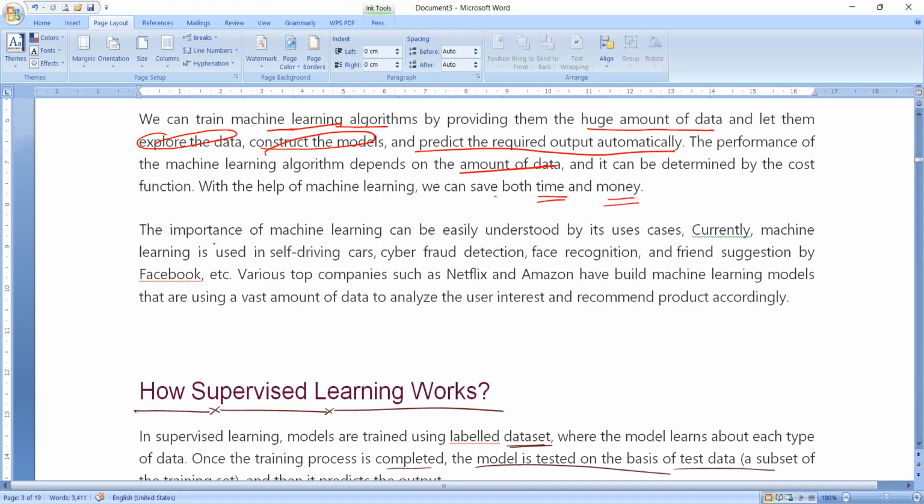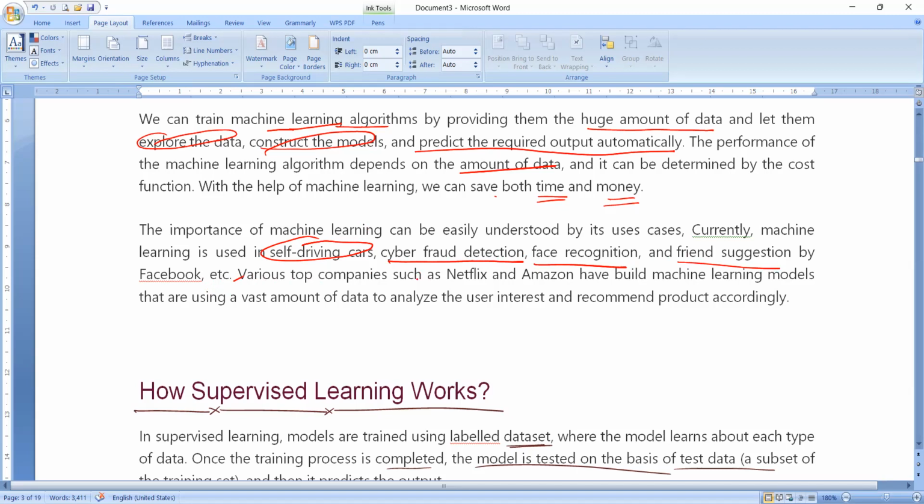So here, where these machine learning techniques will actually be used is on self-driving cars. Humans can take decisions instantly, but machines should take decisions based on the surrounding atmospheric conditions and all those things. Machine learning techniques are also used in cyber fraud detection, face recognition, friend suggestions on Facebook and Instagram, etc.